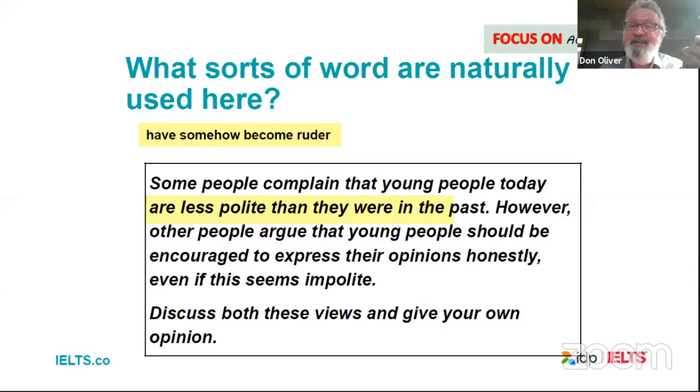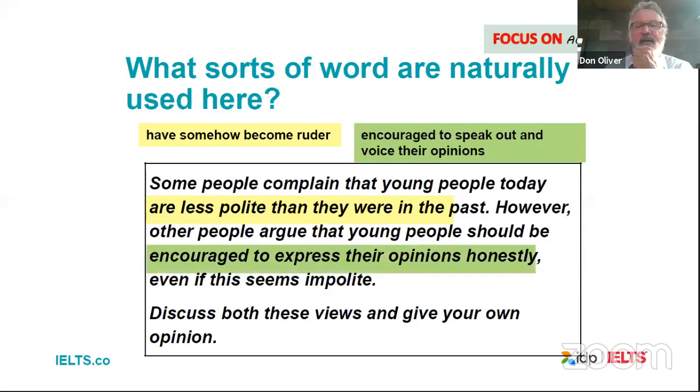Immediately, you are showing the examiner that you have a good grasp of different ways of expressing the same idea in English. They should be encouraged to express their opinions honestly, but you say they should be encouraged to speak out and voice their opinion. Again, you are telling the examiner that you are worthy of a band 8 or 9 because you are using words precisely, and they are your own words. They're not just the words that we give you in the task.